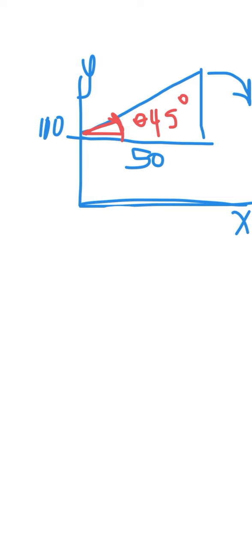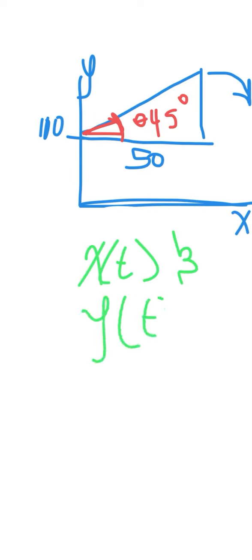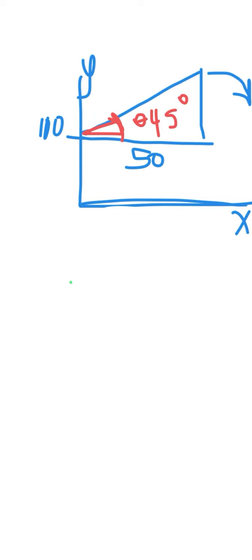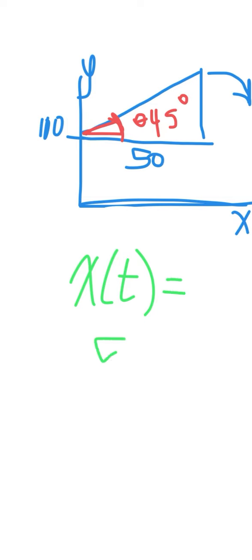So the next part is to find the equations of x of t and also y of t. We need to find both of these equations, and it's very simple to find them. So let's start with x of t. In order to find x of t, it is basically 50t. The vector velocity times time. Very simple. So now we know x of t.